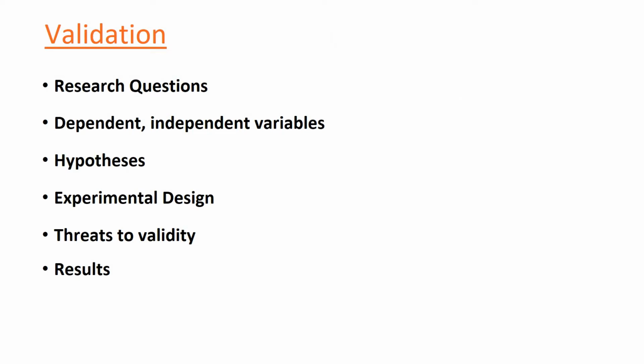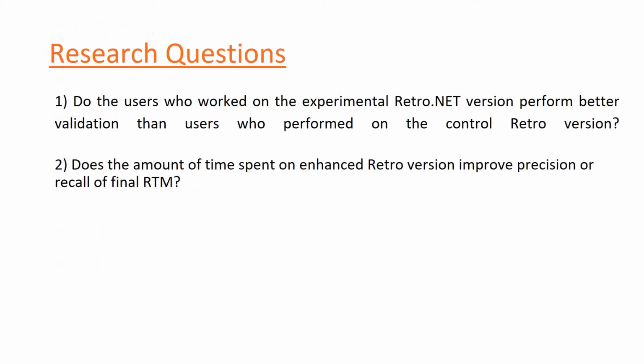Now I'll talk about the actual experiment and validation, where I'll discuss the research questions, our different variables, hypothesis, experimental design, traceability, and results. We had two main research questions for this experiment: whether or not our experimental retro version performs better than the control retro version in terms of precision and recall, and does the amount of time spent on the retro version improve the precision and/or recall of the final RTM.